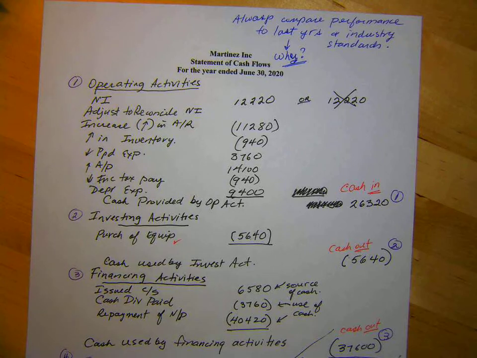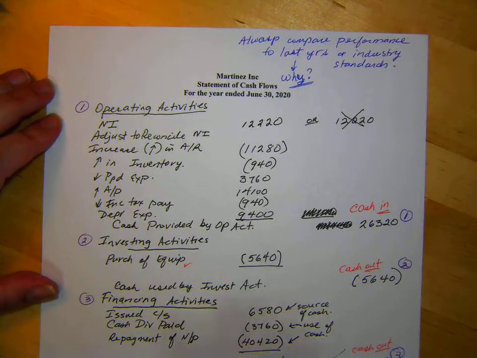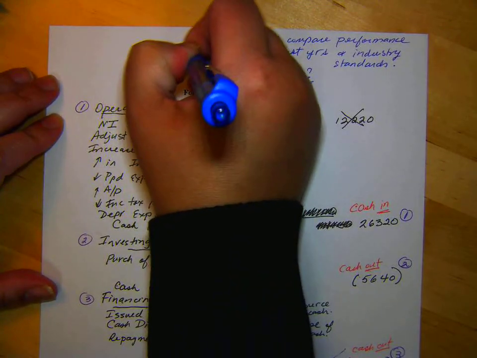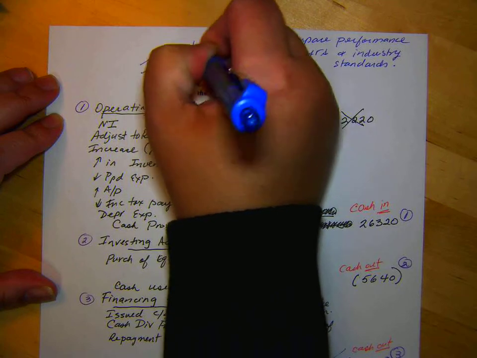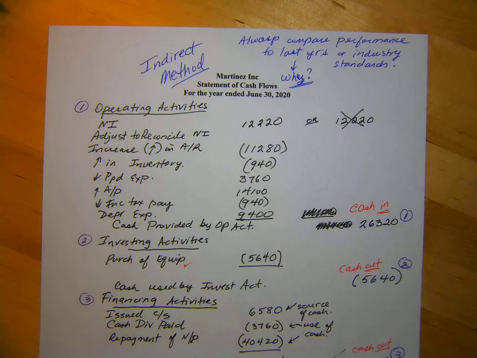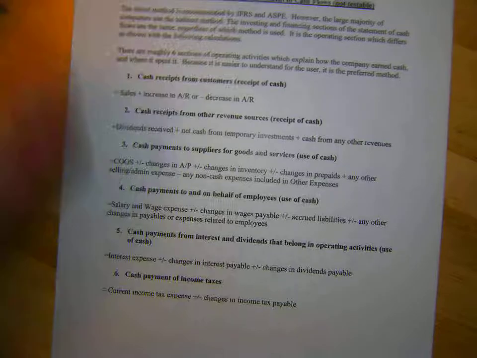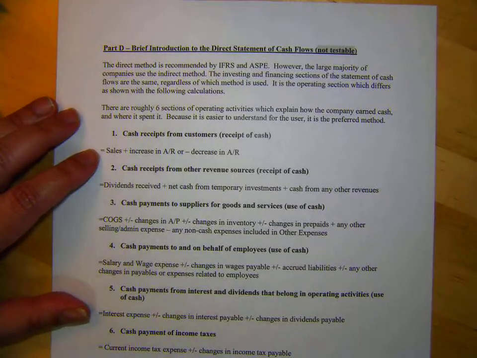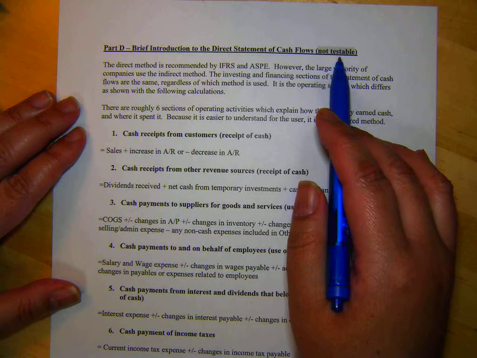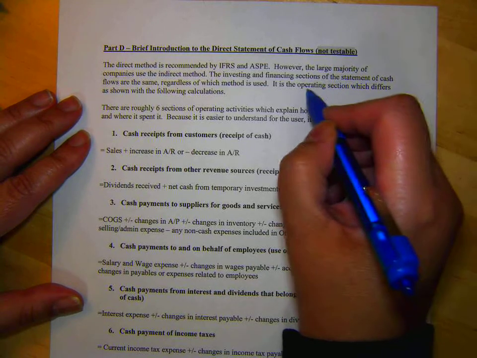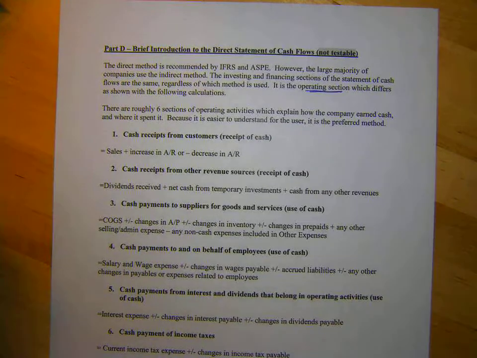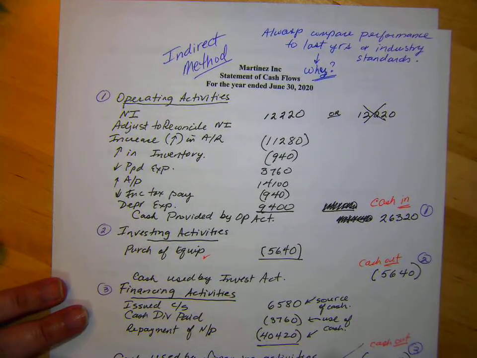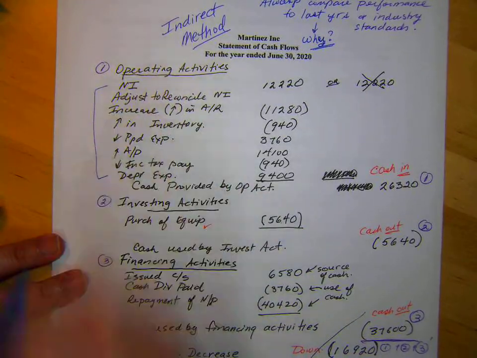Okay, so the last thing I want to do, even though you do not need to know the direct method, remember this is indirect. So even though you're not going to have to learn the direct, I did give you on page 10 a summary of how to do it. It's not testable. Remember, only the operating section is what differs. And the biggest reason IFRS recommends this is looking at page 10. Okay? So this would be the only thing that's different for direct.